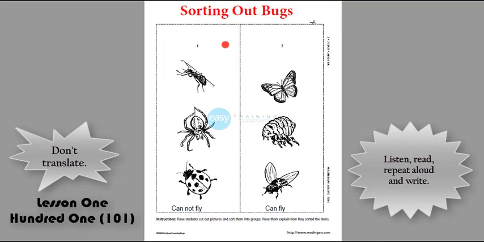Here we are. I have sorted out the bags into two groups. One group with bags or insects that cannot fly, and the other group with bags or insects that can fly. Then we can say that ants, spiders, and ladybugs cannot fly, but butterflies, fleas, and flies can fly.